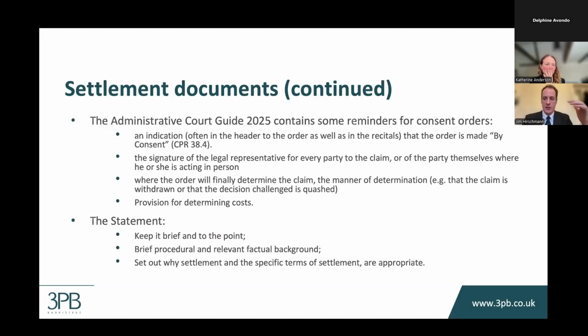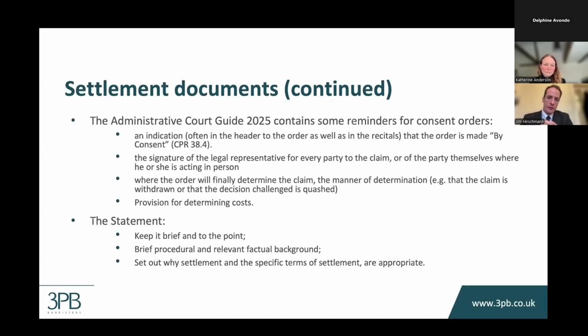Often in the header, you should have it expressly setting out that it is made by consent. You, of course, need the signature of both the legal reps to the parties. But if you have an interested party, it can sometimes be an issue because you need to get their agreement as well. So just bear that in mind. Where the order will finally determine the claim, the manner of determination, that the claim is withdrawn or that the decision challenged is quashed, needs to be made clear.